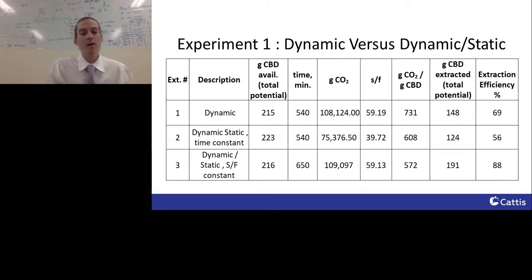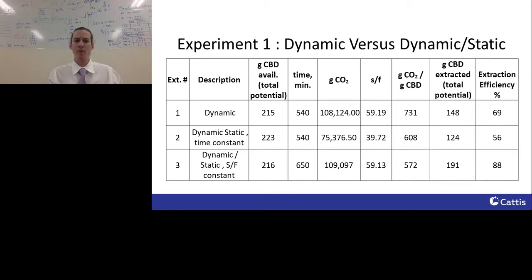And so here's some data. In trial number 1, the dynamic run, we've calculated the total potential CBD. When I say total potential, I'm referring to 0.877 times CBDA plus the CBD number. In trial 1, we have a total potential of 215 grams. We're extracting for 540 minutes, and at the end of the extraction, we harvested 148 grams. That gives us an extraction efficiency of 69%.